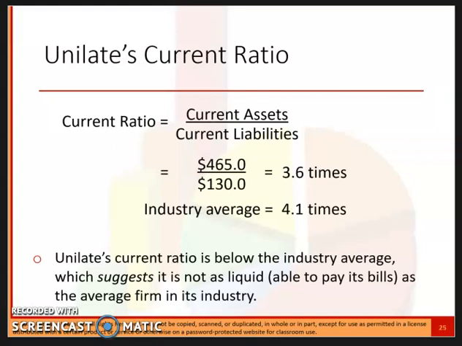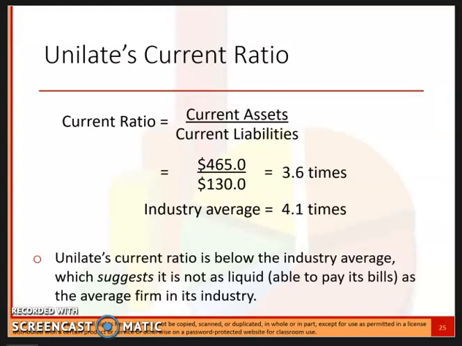So we have Unilate's current ratio. Current ratio is current assets divided by current liabilities. If you want to flip back or print out a copy of the financials, it'd probably be helpful. The current assets and current liabilities are both from the balance sheet. The current assets, 465 million, divided by 130 million, is 3.6 times.